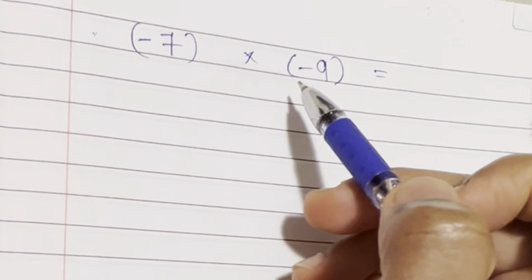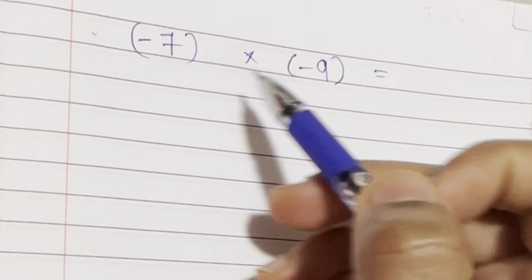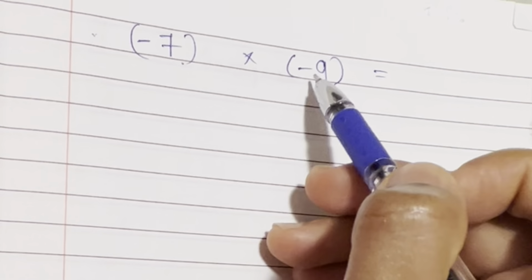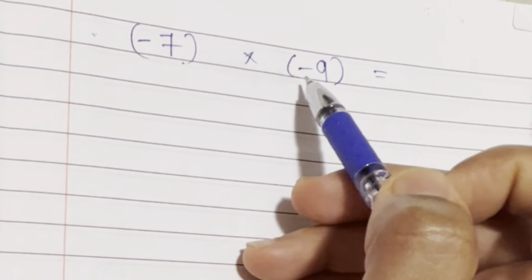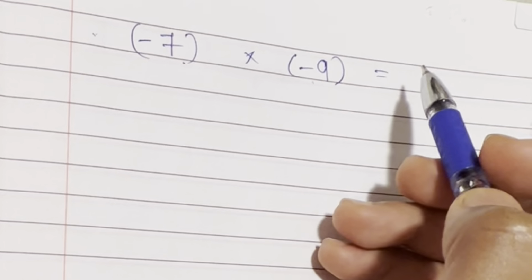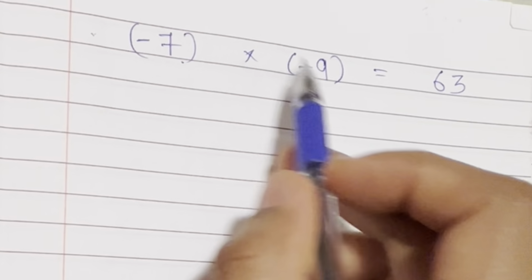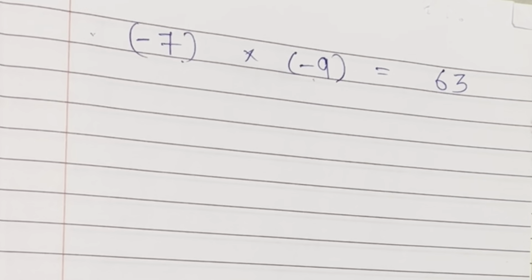Minus 7 into minus 9. Okay, so multiplication operation. So what do we do? Simply multiply 7 into 9 or 9 into 7, whatever the table you know, you multiply. 7 into 9 is what? 63. Okay, then look into the sign. Both are having negative sign.